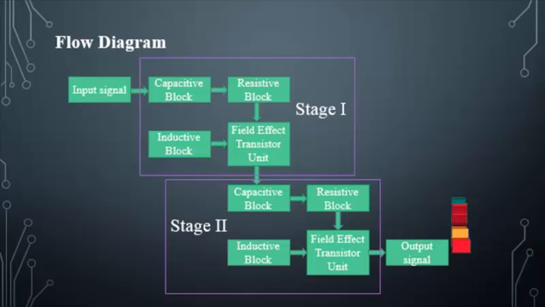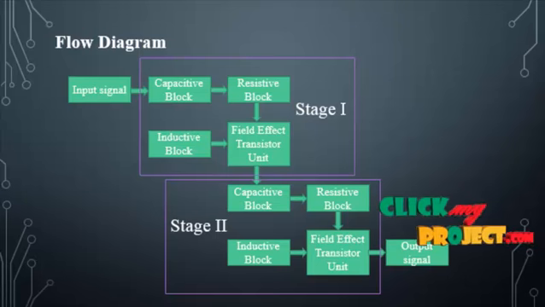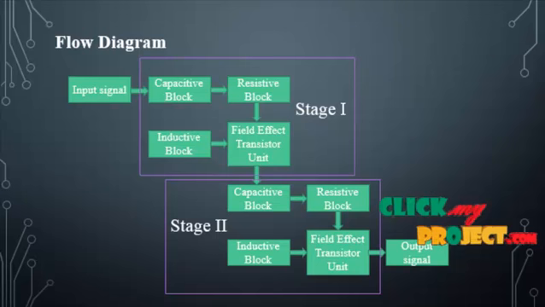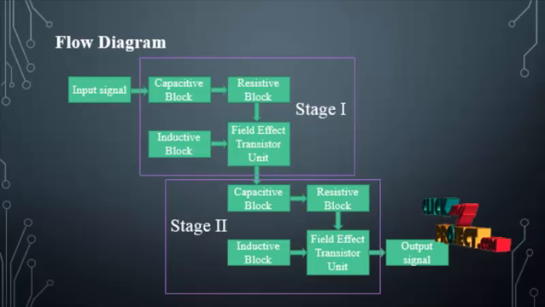The sinusoidal input is directly applied to the capacitive block. This is the ability of the capacitive system to store electrical charge. In the capacitive block, it is the ratio of the change in electrical charge in a system to the corresponding change in its electrical potential. The output of the capacitive block is directly applied to the resistive block.